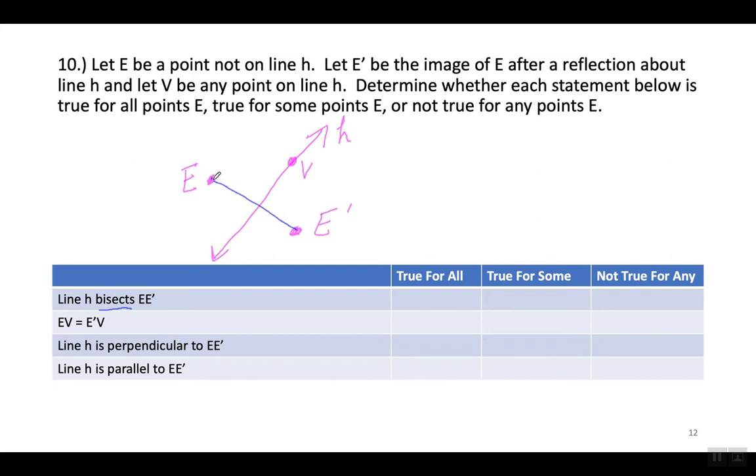Whenever you reflect something to the other side of a line, it's always got to be the same distance. The distance from line H to E has to be the same as the distance from line H to E prime. So therefore, yes, it does bisect. It does bisect E prime because it goes through the middle of the distance from E to E prime. Okay?